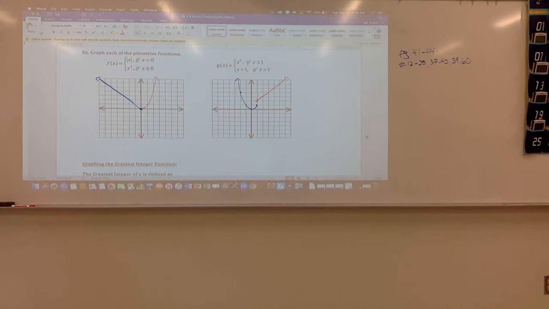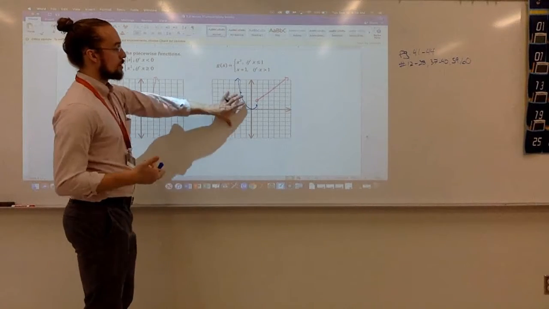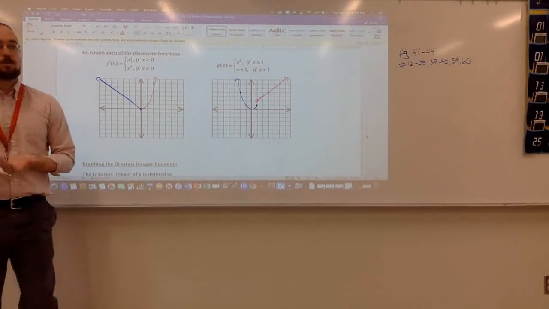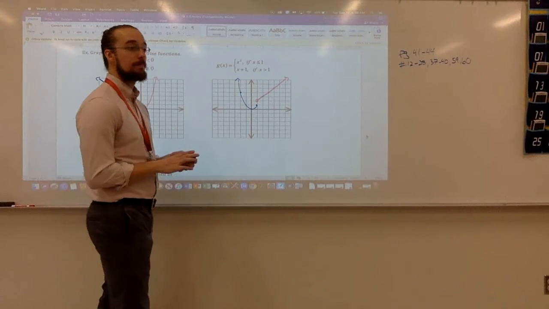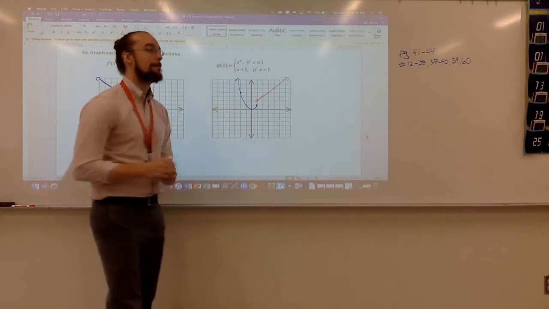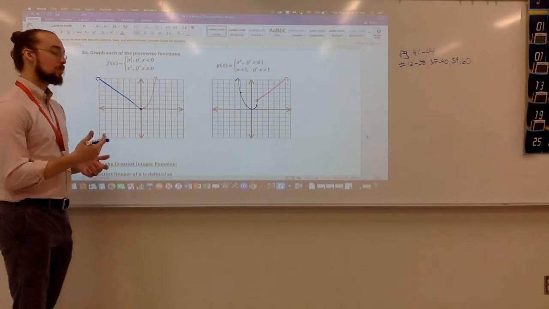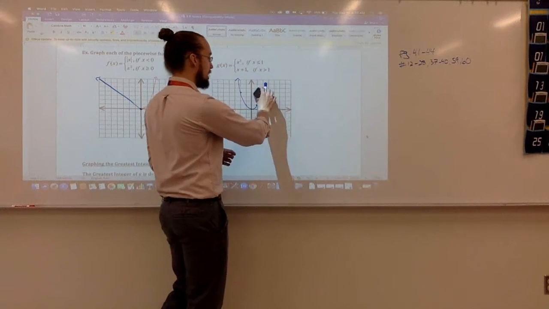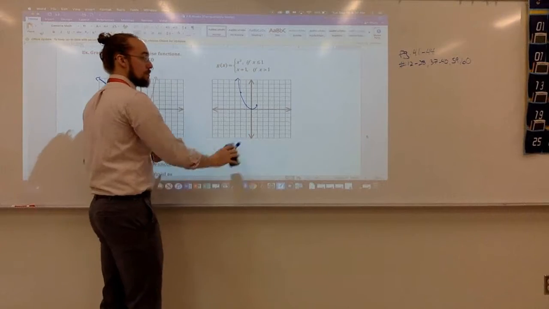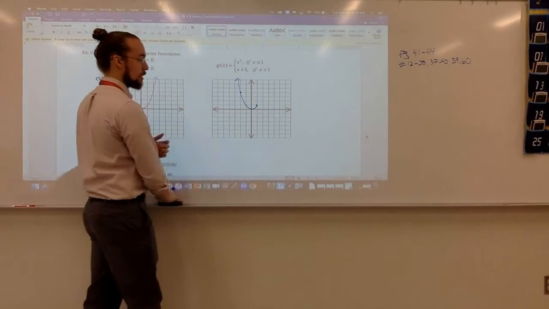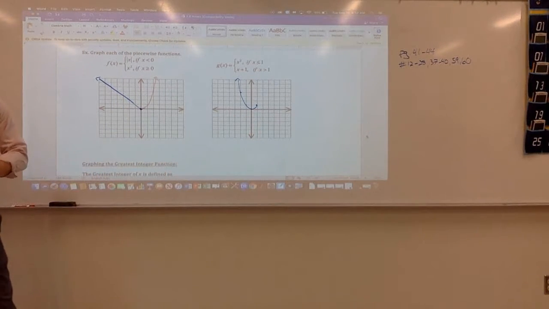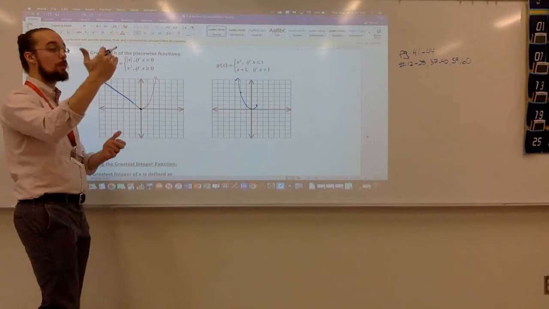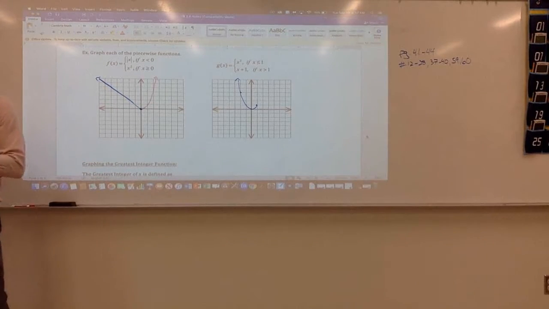Alright, for this second one here, I think we should wind up with something that looks like this. Okay, so let's do the whole thing. Let's go piece by piece. Again, until we really get comfortable with this, it's going to be a good idea to just graph the whole thing and then look at the domain restriction.